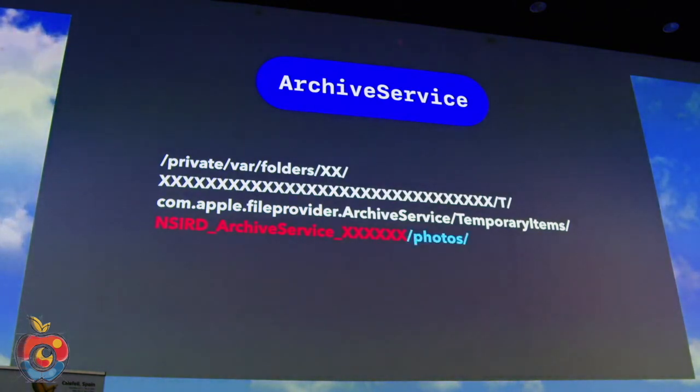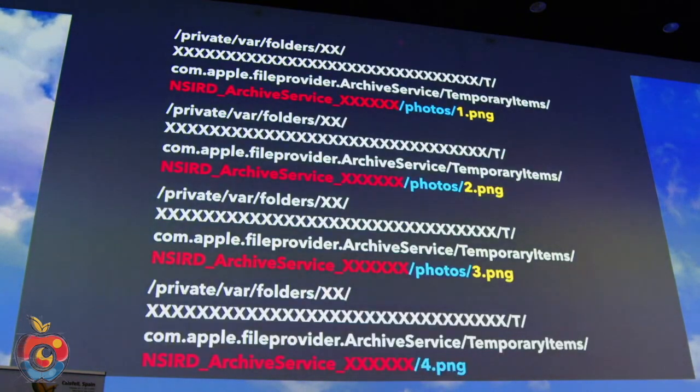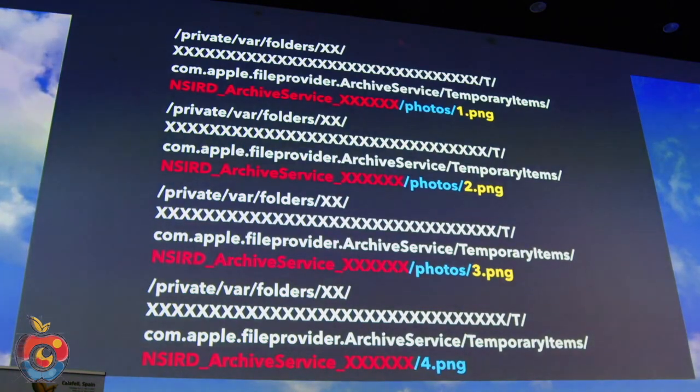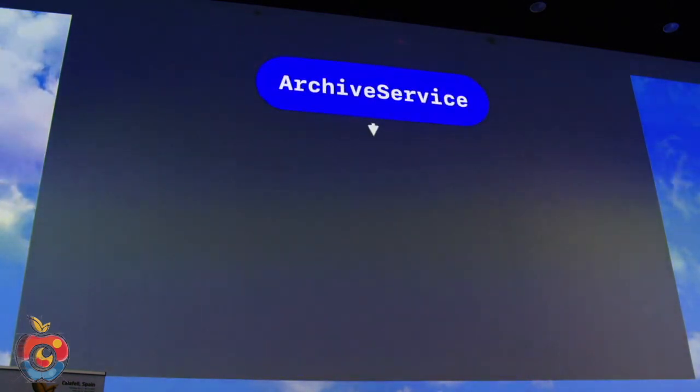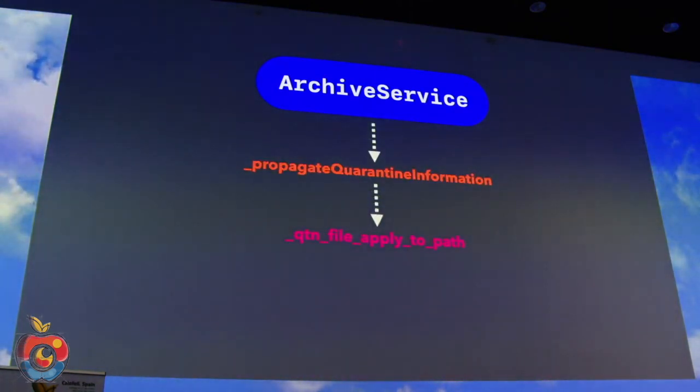Within this temporary directory, it will hold our extracted archive files and folders. Here we can see our photos folder and our various images as expected. Archive Service will also aim to apply the quarantine attribute to all of the extracted items located within this temporary directory. It does this by calling a function called propagate quarantine information as part of the BA decompressor class.